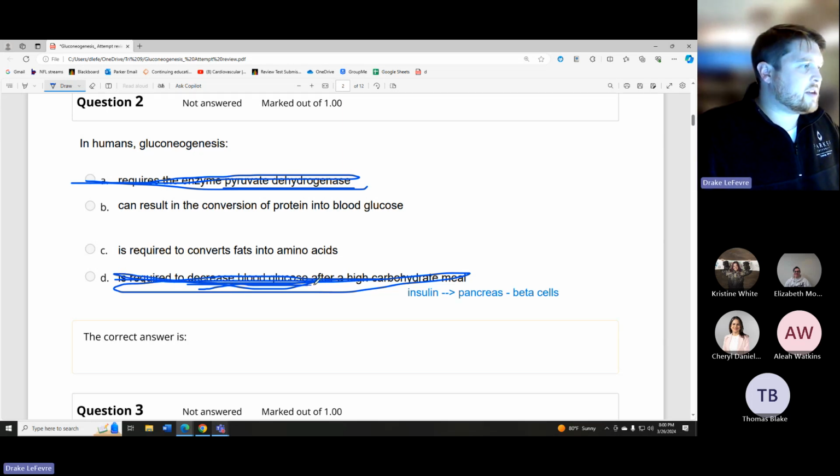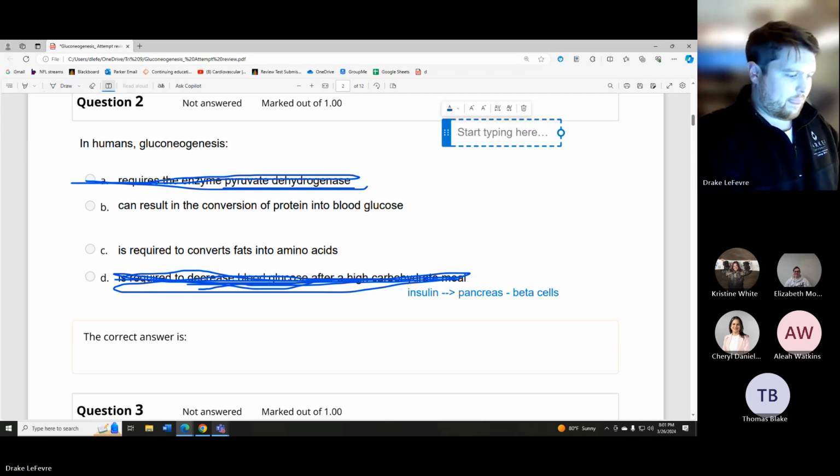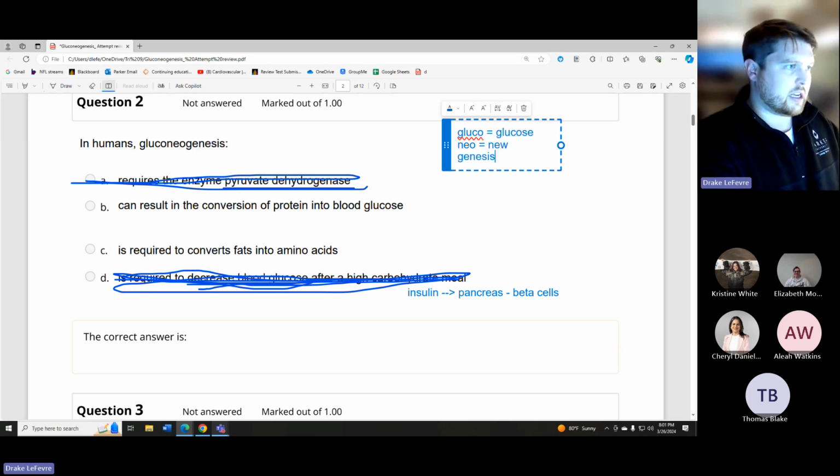So let's look at: it's required to convert fats into amino acids. With gluconeogenesis, the job is to produce what? Glucose. Yeah. Literally, neo is new, genesis is beginning or create. So create new glucose is its job.